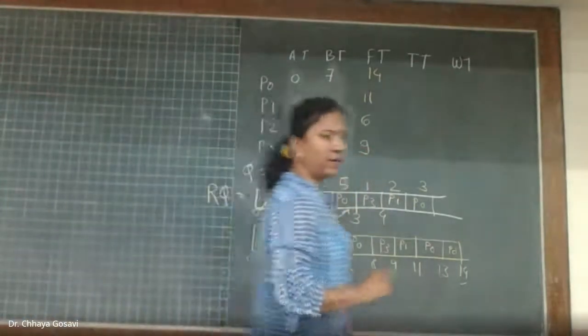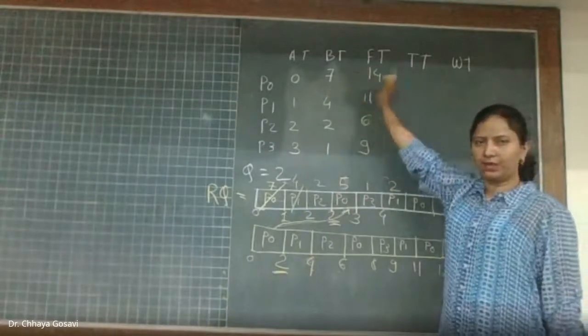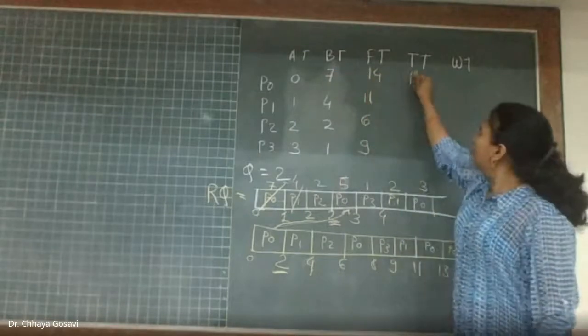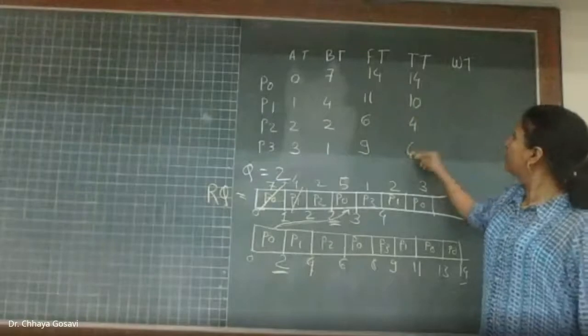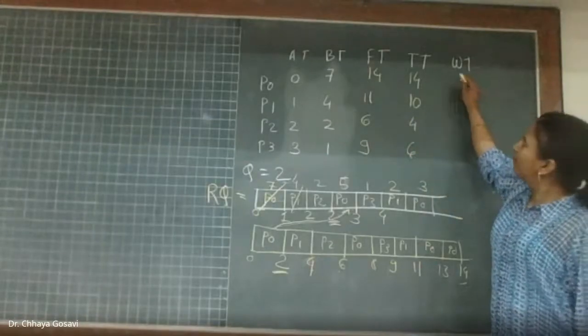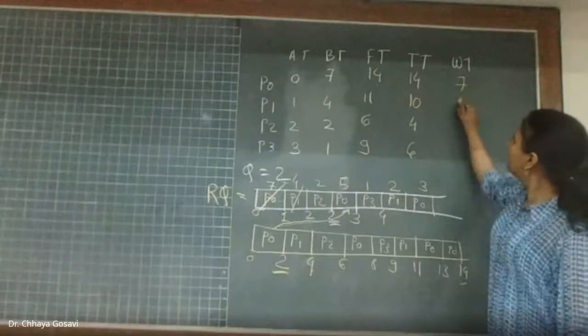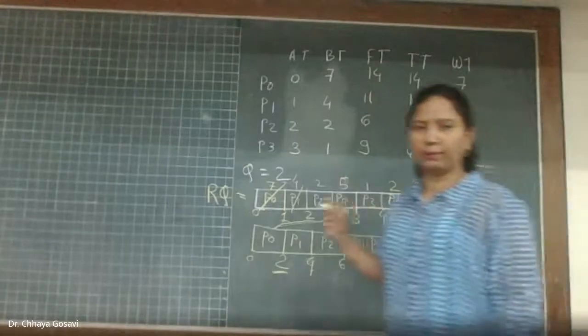Turnaround time: as arrival time is given, finish time is not equal to turnaround time. Turnaround time is finish time minus arrival time. So it will be 14, 10, 4 and 6. Wait time is turnaround time minus burst time: 7, 6, 2 and 5. And calculate the average wait time.